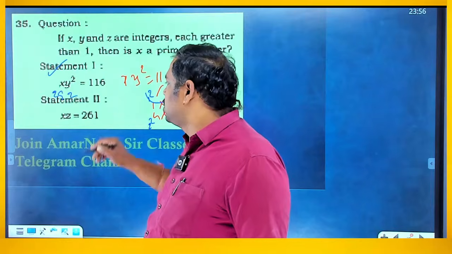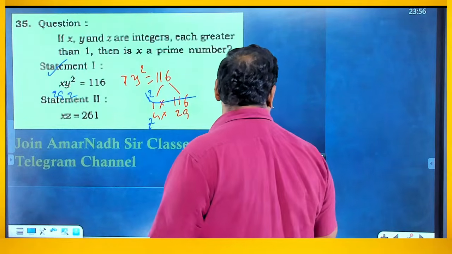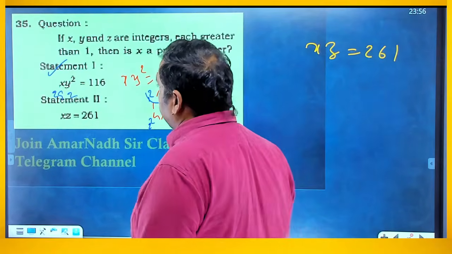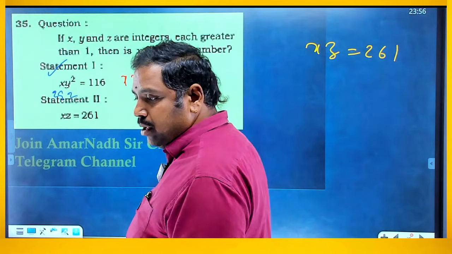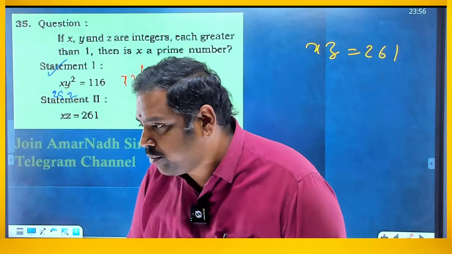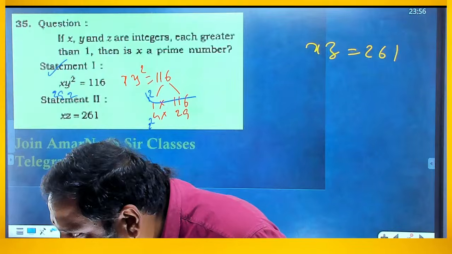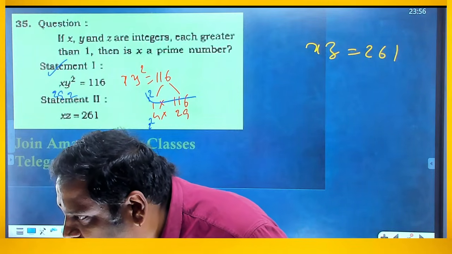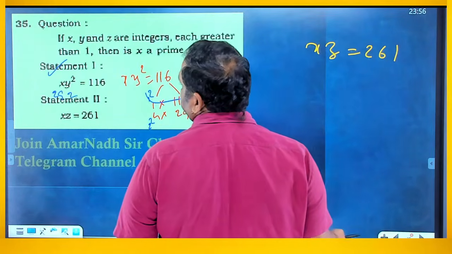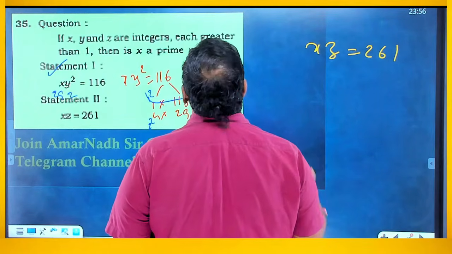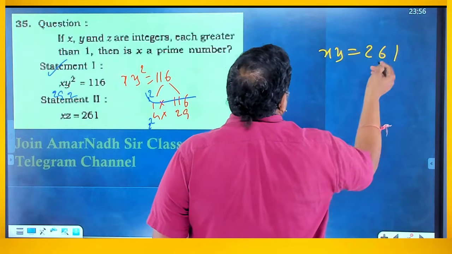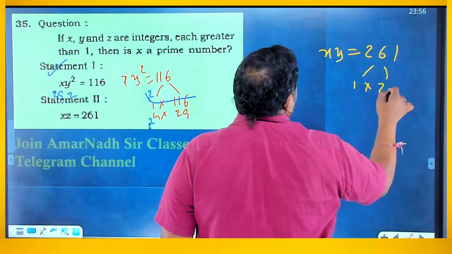X into z is 261. X into z is 261 means I'm writing x into z is equal to how much? 261. X into y, not z. It is y, 261, right? Because if you take z, that is meaningless, because he has not specified even that one. Okay, x into y. To get 261, I can use 1 into 261.